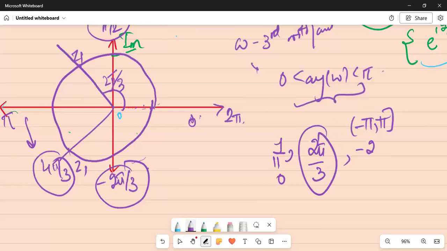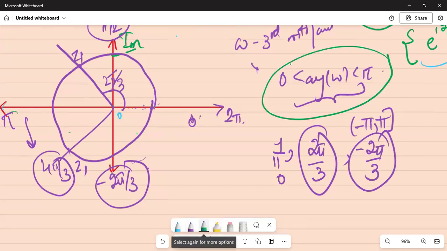This has the principal argument of minus 2 pi by 3. But you should satisfy this condition that omega is such that its principal argument is lying between 0 and pi, and both 0 and pi are not included. So 1 is out of consideration because it has the principal argument 0. So we can't talk about this. Minus 2 pi by 3 is also less than 0.